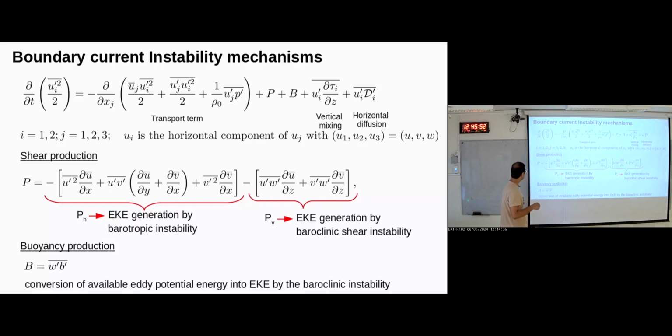So when there is EKE generation by PH, that is an indication of barotropic instability in the system. And if PV is positive, generating eddy kinetic energy, that is an indication of some kind of baroclinic shear instability in the system. Then we have buoyancy production. Any EKE generation by the buoyancy production means the presence of baroclinic instability in the system, which converts available eddy potential energy into eddy kinetic energy.